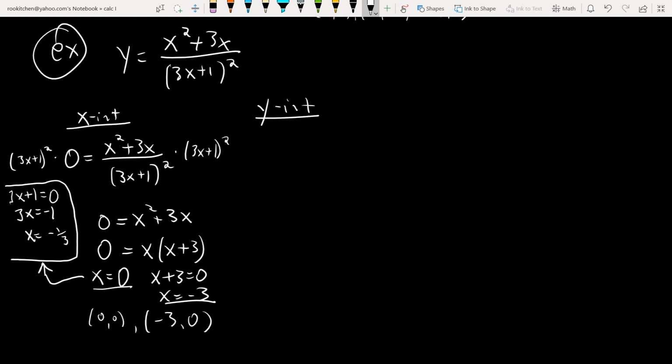Okay, for the y-intercept, you let x equal 0. Okay, so wherever I see x, so 0 squared plus 3 times 0 is the same as 0 plus 0, which is 0. And that's divided by 3 times 0 plus 1, which is 1, and then square that, that's 1. Okay, 0 divided by 1 is just 0. So our y-intercept is at 0, 0.